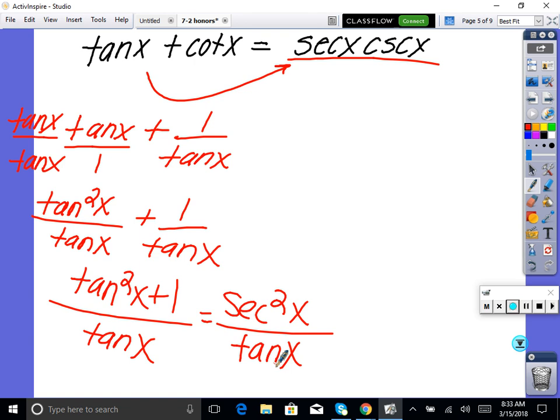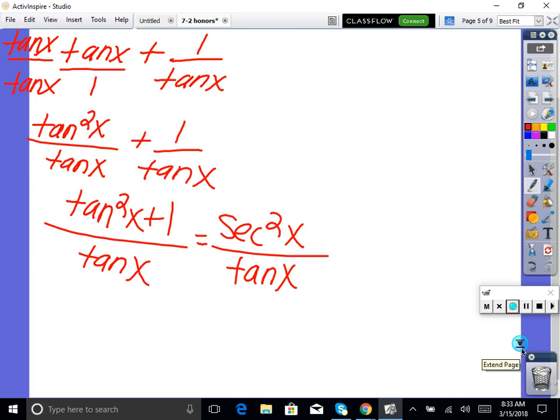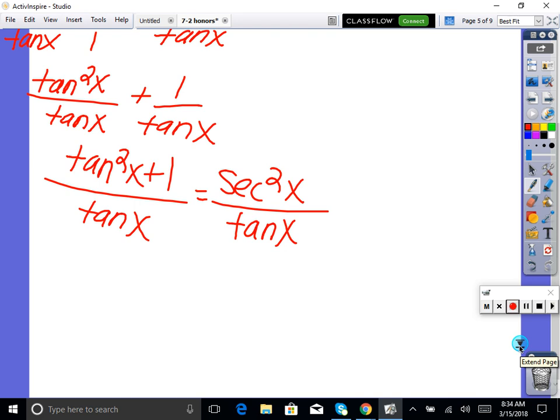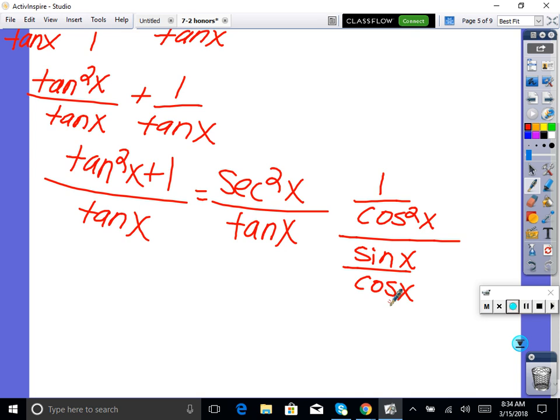We're trying to get there. I can see it, but I'm just trying to see if you guys are going to see where to go next. Okay, I like his point. He's saying secant squared is 1 over cosine squared. Then on bottom we would have, he's saying, sine of x over cosine of x. Good thinking. Then, dividing fractions easy as pie, flip the second and multiply. So then we have cosine of x on top, sine of x on bottom. So doesn't one of our cosines divide out?